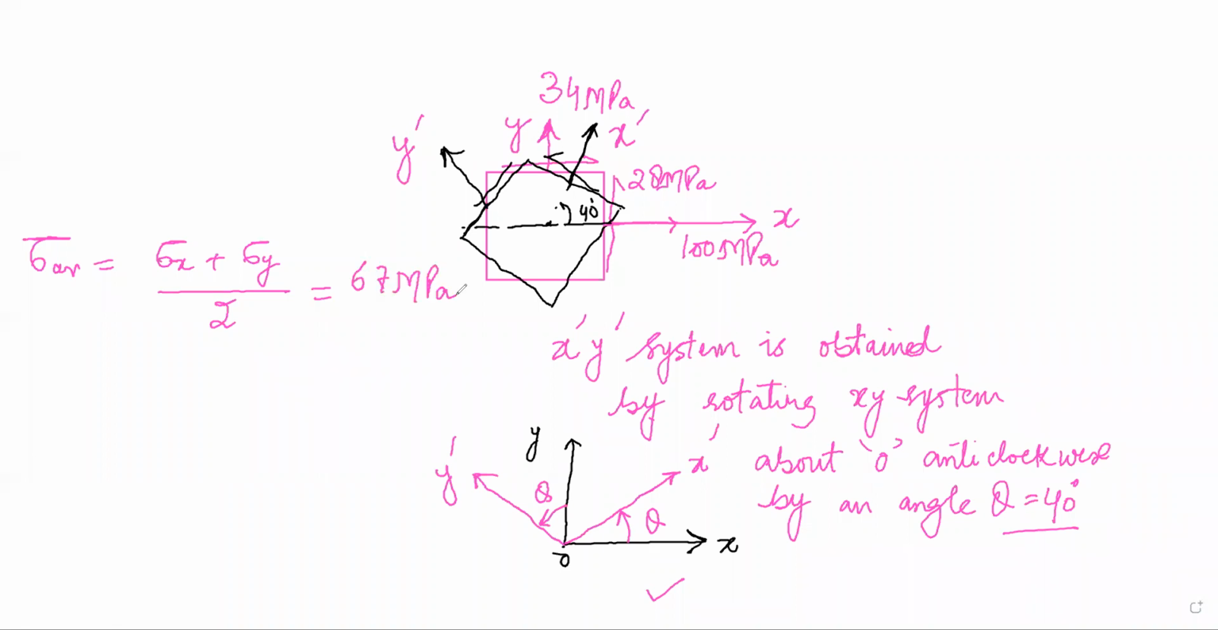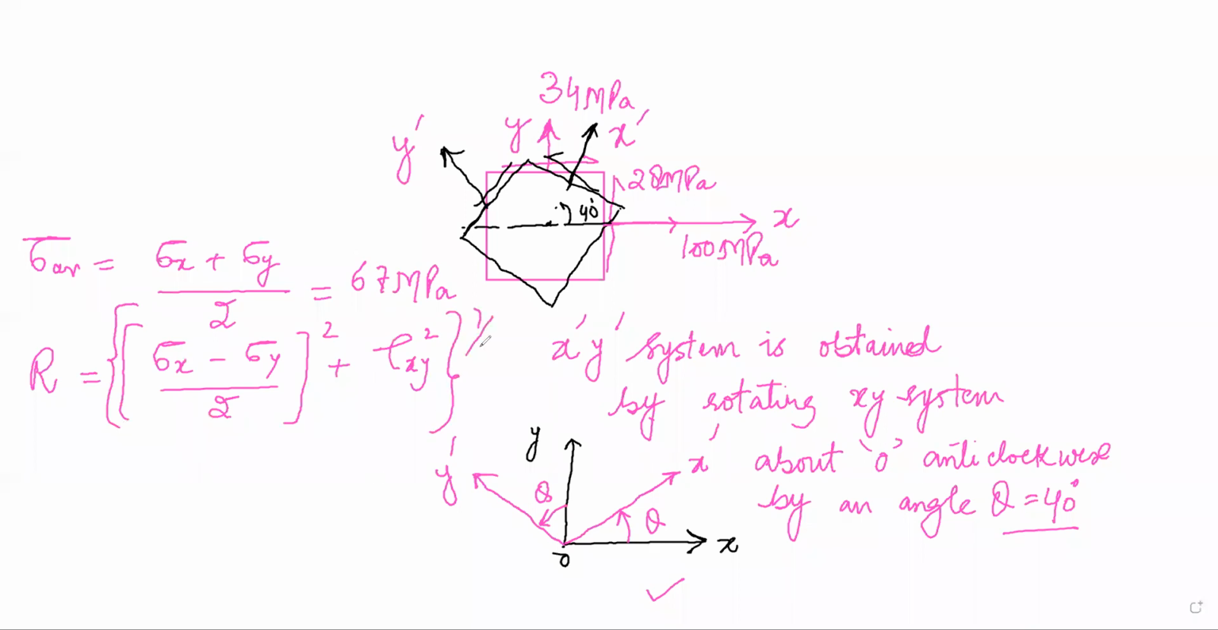Then I also told you to calculate the radius r, we'll give the proof of all these formulas. It is given by sigma x minus sigma y divided by 2, whole square, plus tau xy square, whole raised to the power 1 by 2. This is called the radius of the Mohr circle. I will be deriving it later on in mathematical analysis.